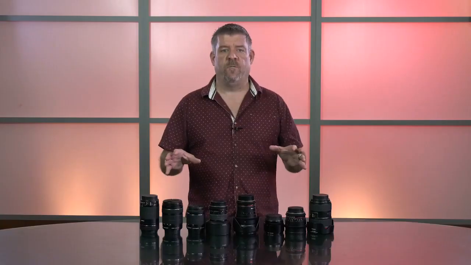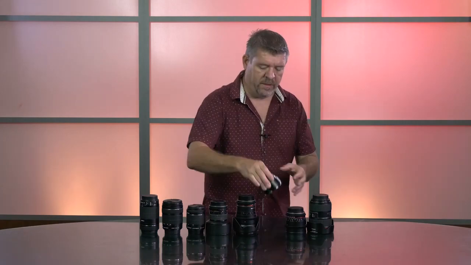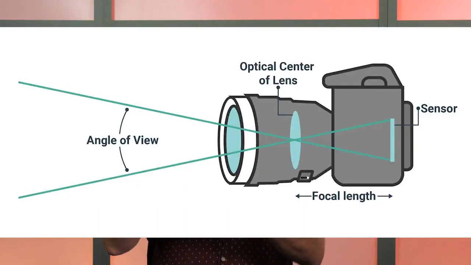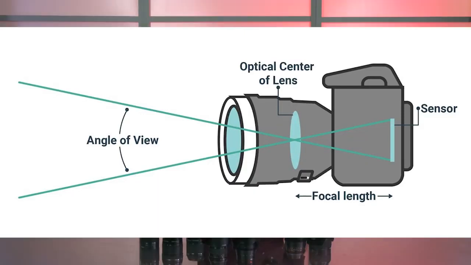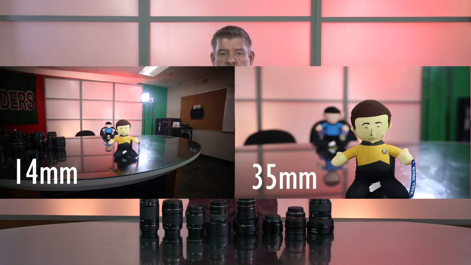The main thing you need to know for now is the focal length. Remember, the focal length is the distance essentially from where the light hits the sensor in the camera to the optical center of the glass. The main thing for you guys to remember is the smaller the focal length number, the wider the shot. So this is a 50 millimeter lens. Its focal length is 50 millimeters.